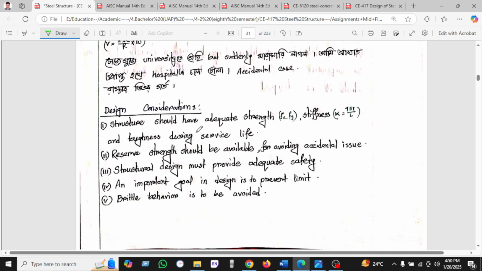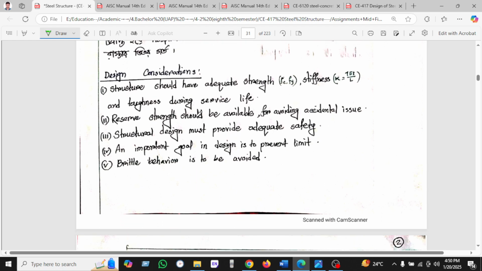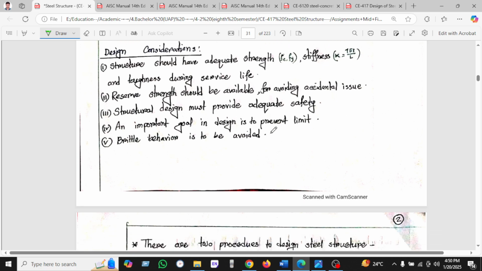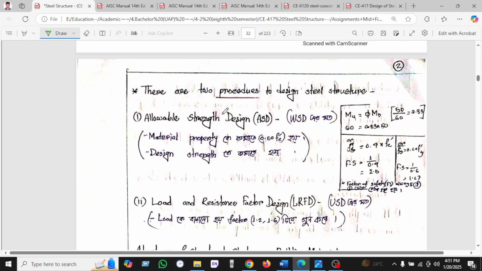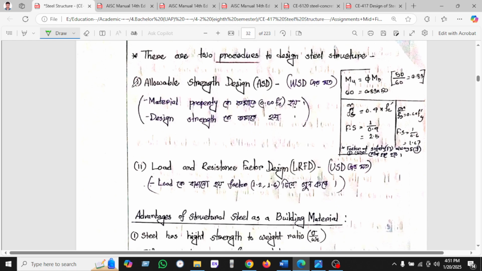Design considerations: we know some design considerations. The structure should have adequate strength, reserve strength should be available, and structural design must provide adequate safety, and other important goals. There are two procedures to design steel structure. One is allowable strength design, and the other is load and resistance factor design.